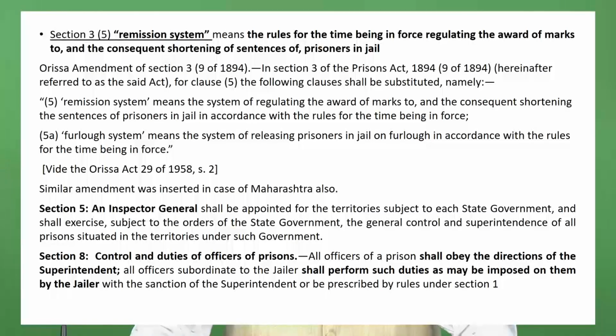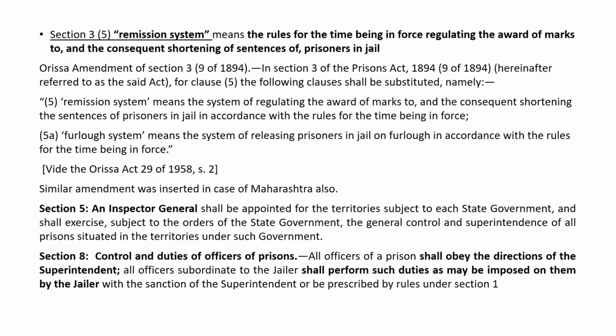If the IG Prisons is the highest authority, below him or her we have the superintendent, and it is laid down in section 8 that all officers of the prison and all other prison personnel shall obey the direction of the superintendent. It is a very disciplined force, like what we have as part of police administration. So they have to obey the orders of the superintendent of prison.